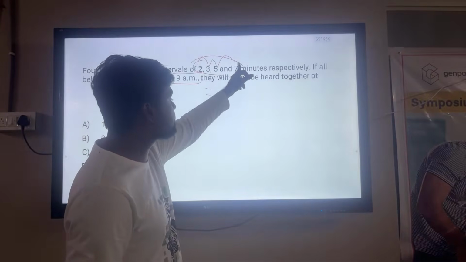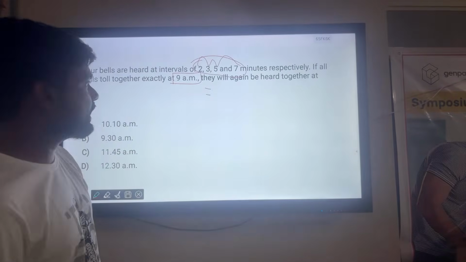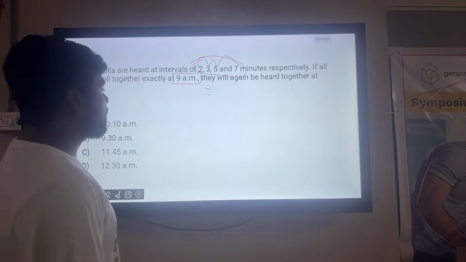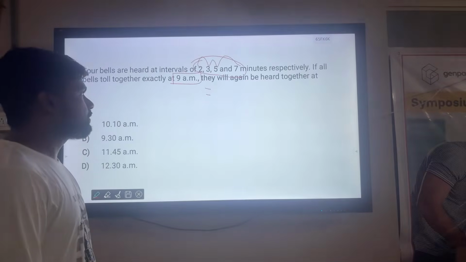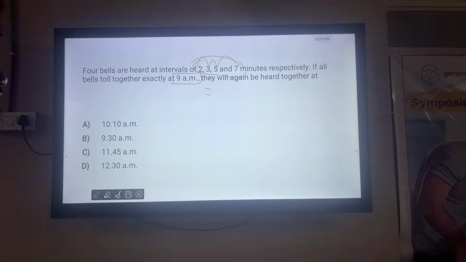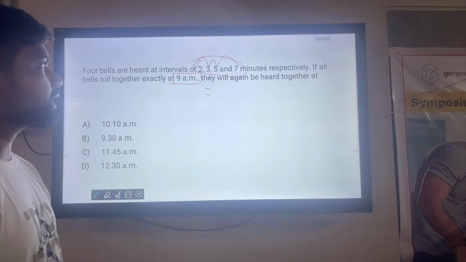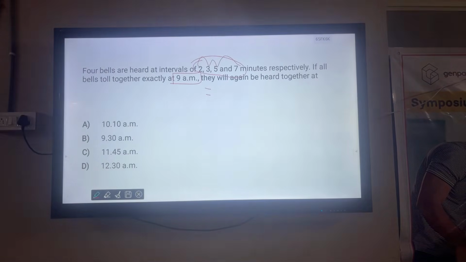2, 3, 5, 7. What is the LCM? They are all prime numbers only, so directly you can multiply. 6, 30, 30 and 7, totally 210. 210 minutes are there.